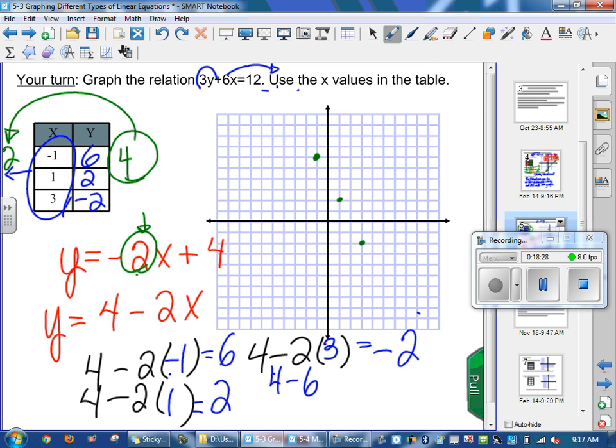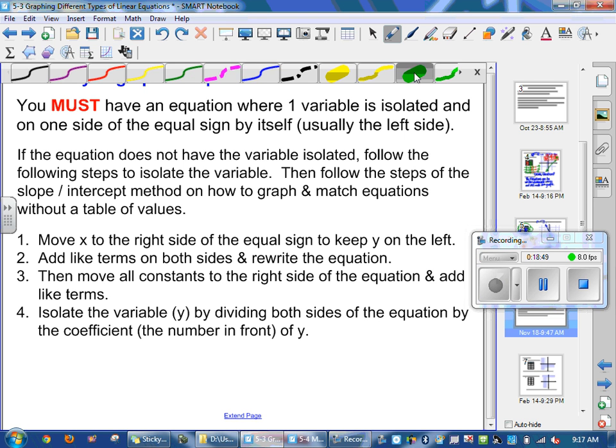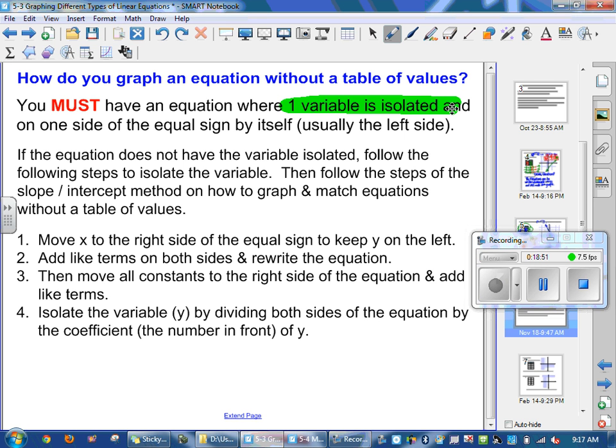Okay, check your work. This one is asking how the heck we are going to graph something if we don't have a table of values. Well, if we have the actual equation, we have to make sure that one variable is isolated. So usually if we have 2 variables, which should we make isolated? Always y. If it doesn't have it isolated, we need to isolate it.